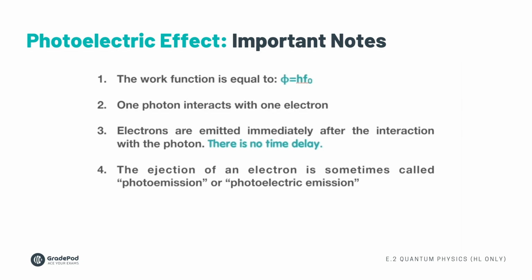Some important notes: the work function is equal to phi equals hf naught. 1 photon interacts with 1 electron. The electrons are emitted immediately after the interaction with the photon. There is no time delay. And the ejection of the electron is sometimes called photoemission or photoelectric emission.